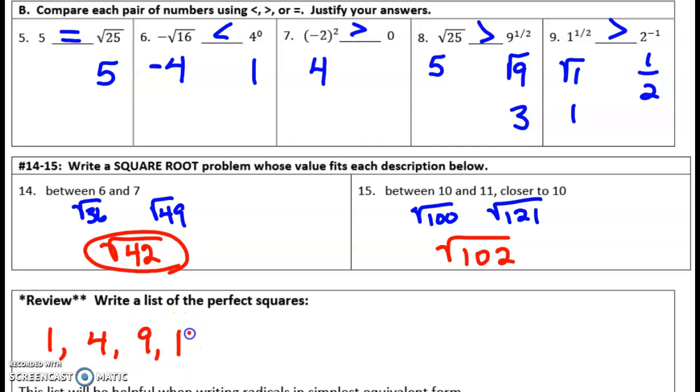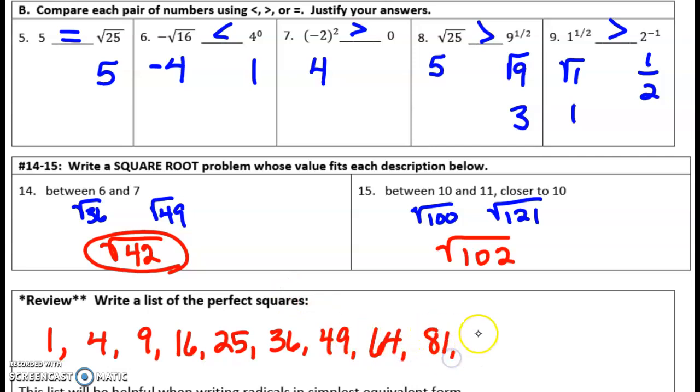4 times 4. 5 times 5. 6 times 6. 7 times 7. 8 times 8. 9. 10. 11. And 12. And those numbers are going to be important to what we do next. So that's something you should be able to create yourself.